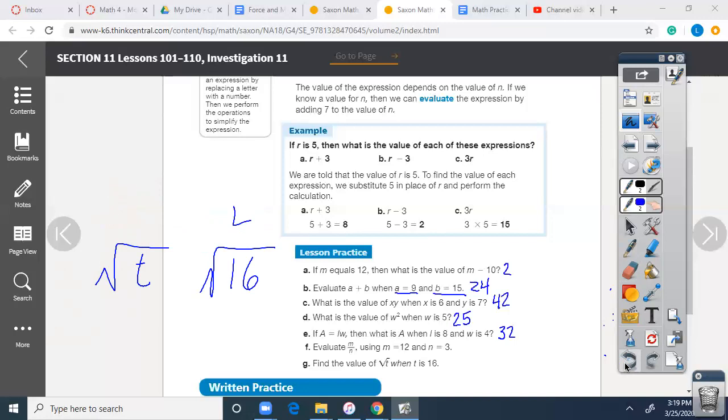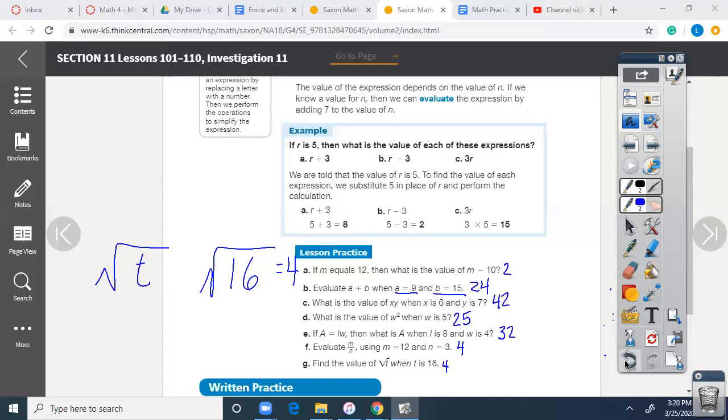This is not division. We're not putting it on top. Sorry. We'll just put it over here. 4. So t equals 16, and we're taking the square root of 16, which means our answer is 4. Okay, that one is 4 as well.